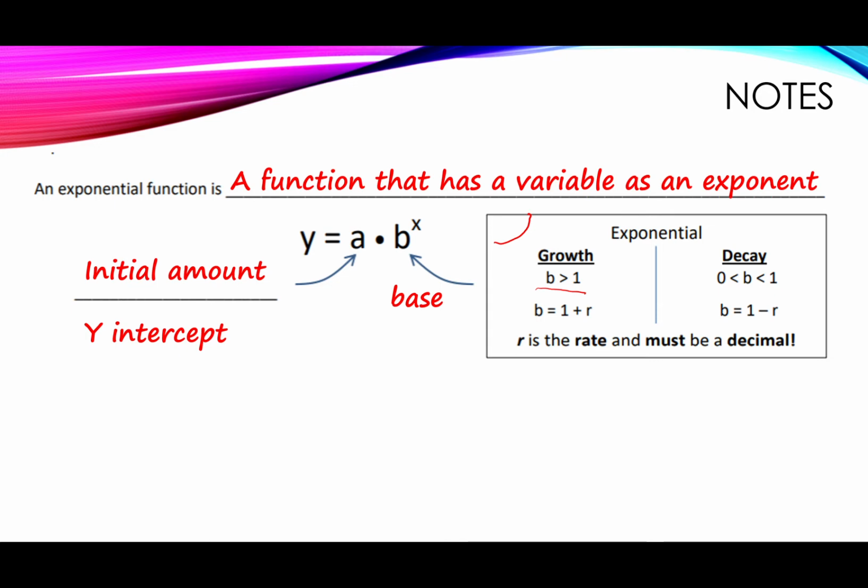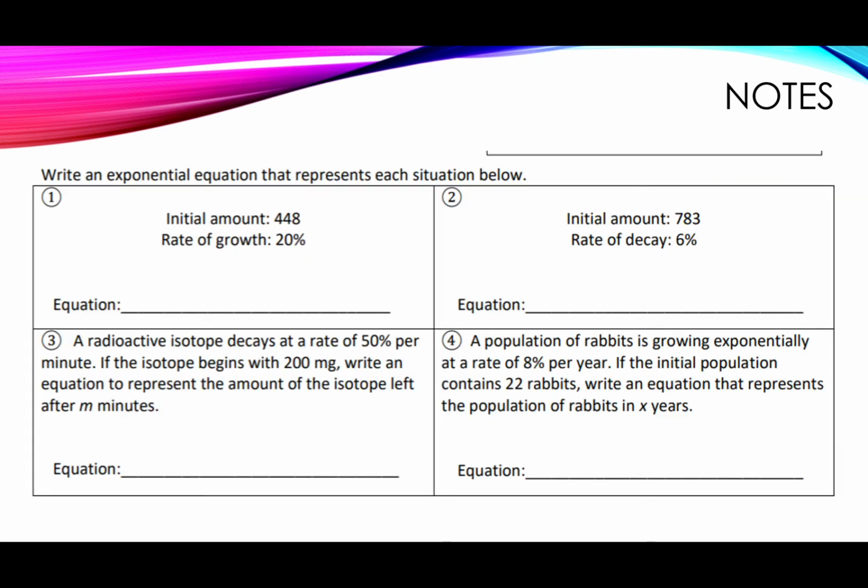Now, if the base is less than 1, it's going to look like this. Just to kind of give you an idea. And the base then is actually 1 minus r. Okay, and we'll talk a little bit more about that. It's an exponential decay.